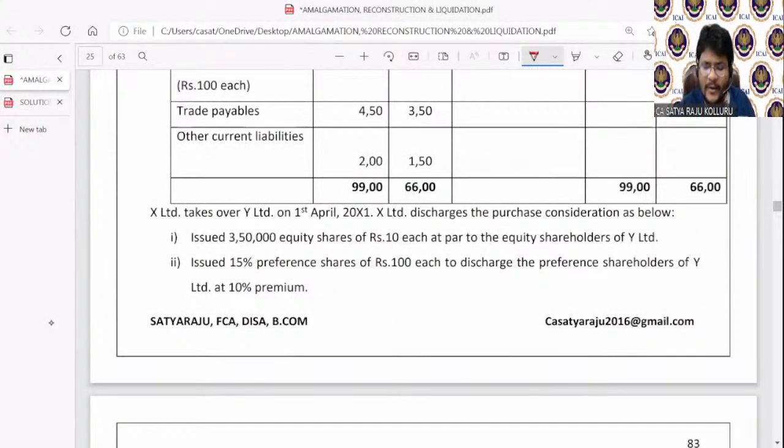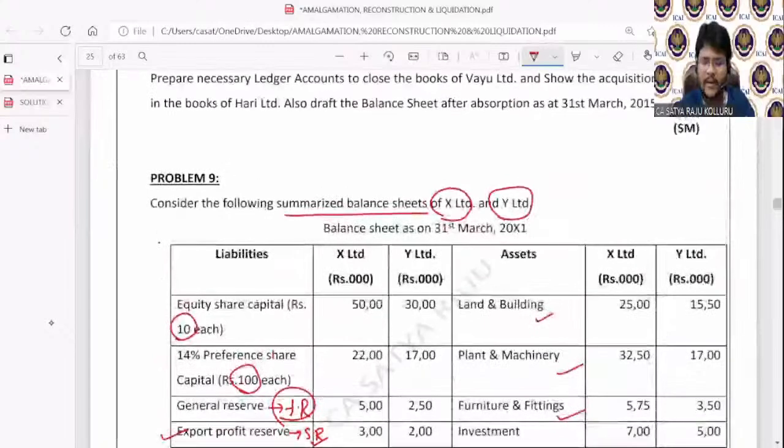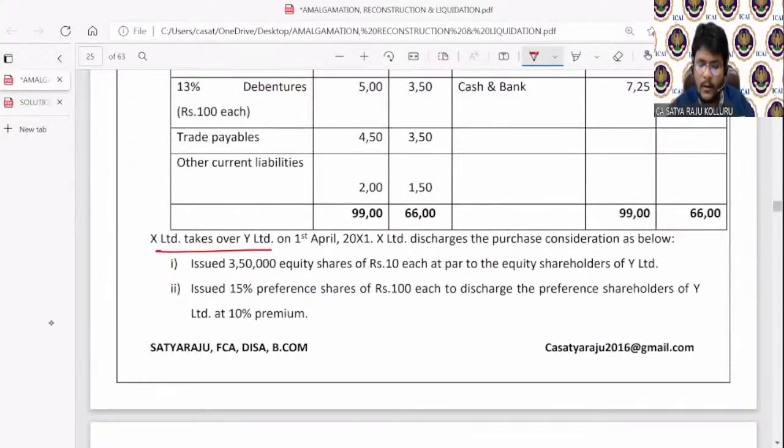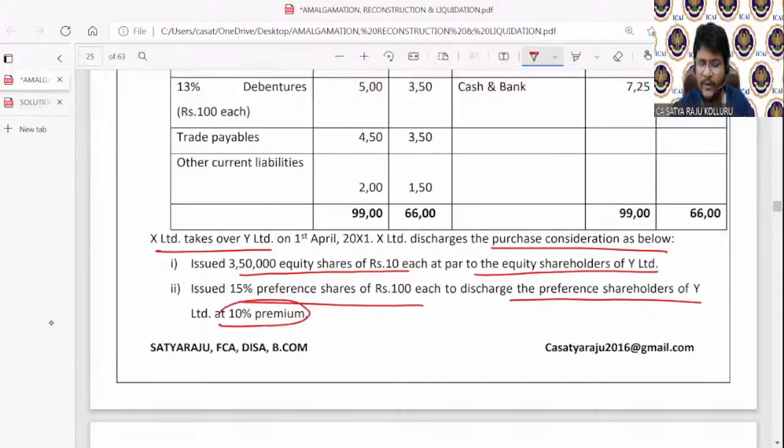Now, X Limited takes over Y Limited. That means X Limited is the purchasing company, Y Limited is the selling company. On 1st April 2011, X Limited discharges the purchase consideration as below. Issued 3,50,000 equity shares of rupees 10 each at par to the equity shareholders of Y Limited. Issued 15% preference shares of 100 rupees each to discharge the preference shareholders of Y Limited at 10% premium.